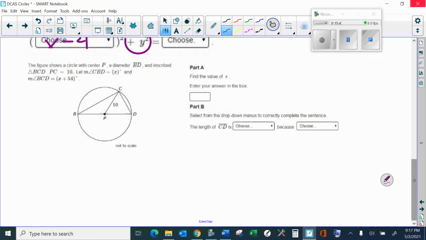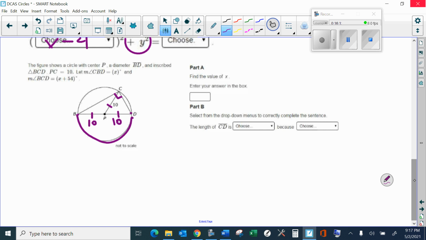Triangle BCD. First off, we know it's a right triangle because it goes through the endpoints of the diameter, half of 180. Half of 180 is 90. Remember, it's an inscribed angle there. If that's 10, we know that's 10 because they're both radii. So all radii are congruent. That's also 10. That's another radius. So we have isosceles triangles there. Just remember that.